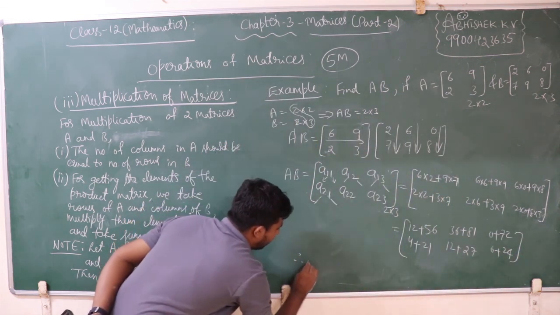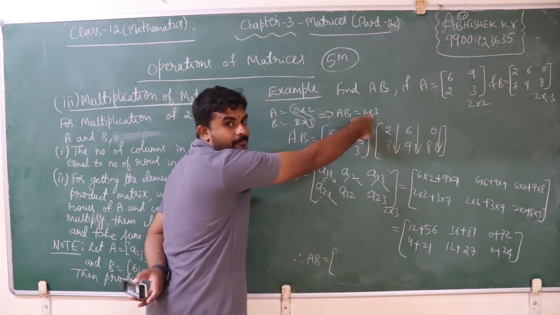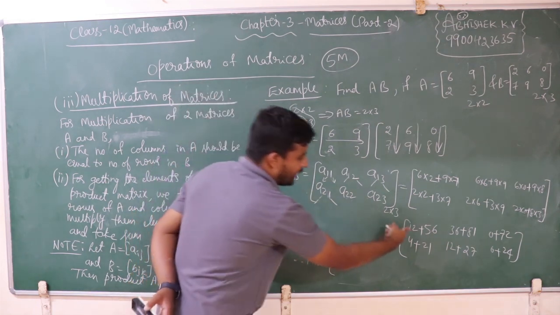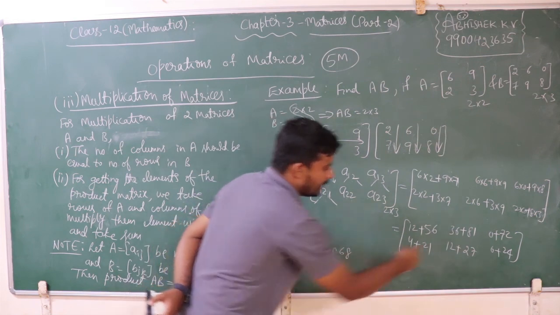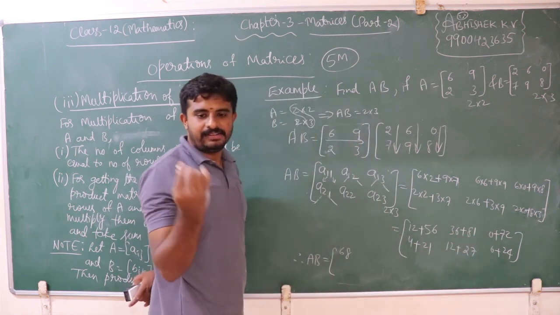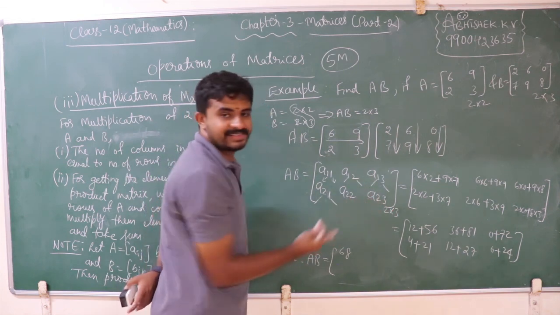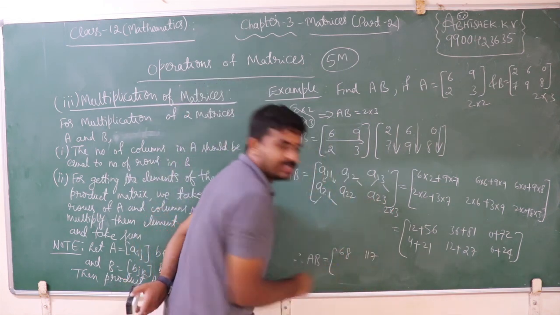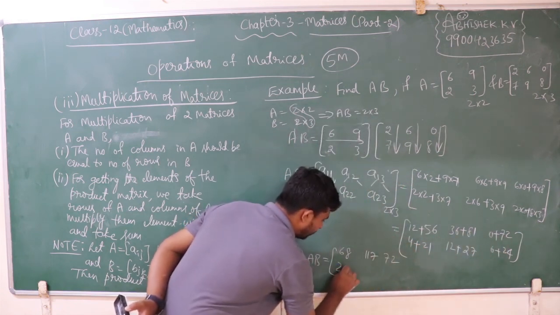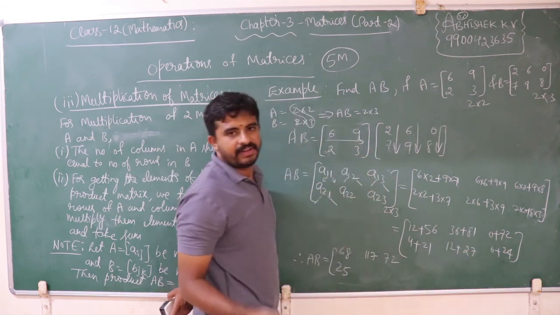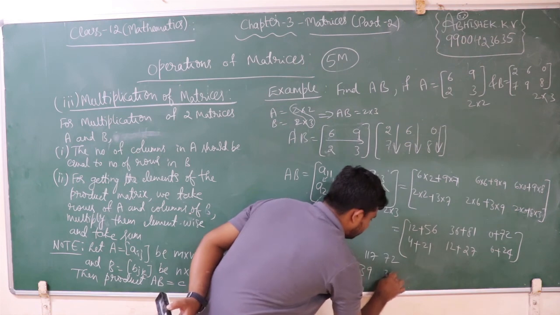Therefore, AB is obtained of order what? 2 cross 3. Let us check. 12 plus 56 is 68. 36 plus 81 plus 6 is 170. 72 plus 0, it is 72 only. 21 plus 4, 25. 12 plus 27, 39. 6 plus 24, this is 30.